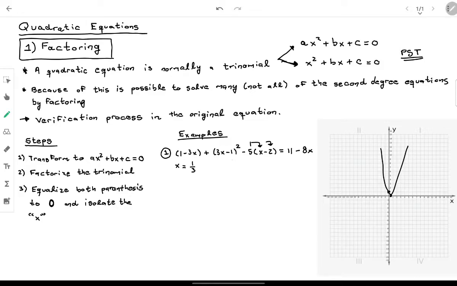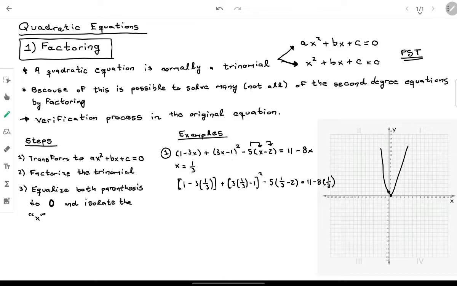So if x has a value of 1/3, we need to put it in the original equation, and it's going to be 1 minus 3 that multiplies 1/3 plus 3 that multiplies 1/3 minus 1, all of it squared, minus 5 that multiplies 1/3 minus 2 equals 11 minus 8 that multiplies 1/3.